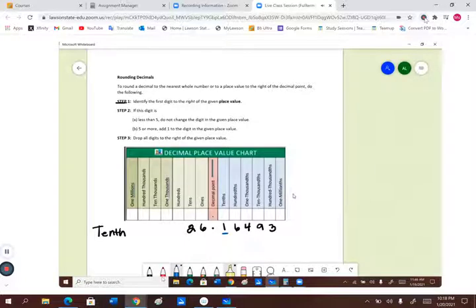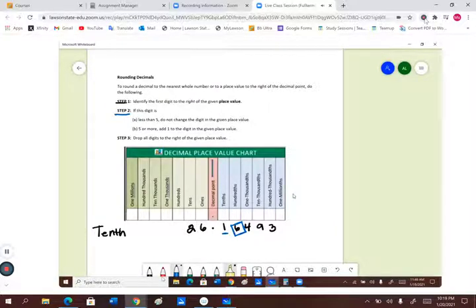The number to the right of it is the 6. So that's completing step number 1: identify the digit to the right of the given place value. The given place value means what you are being asked to round to. Now, step number 2: if this digit to the right is less than 5, do not change the digit in the given place value. If the digit to the right is 5 or more, add 1 to the digit in the given place value. So let's go to step 2.